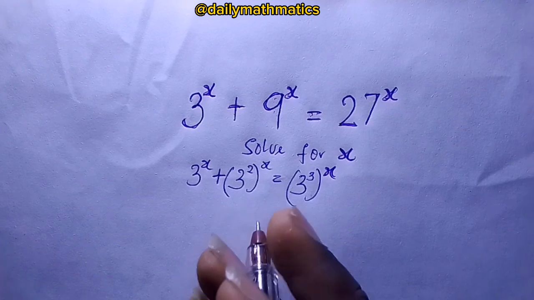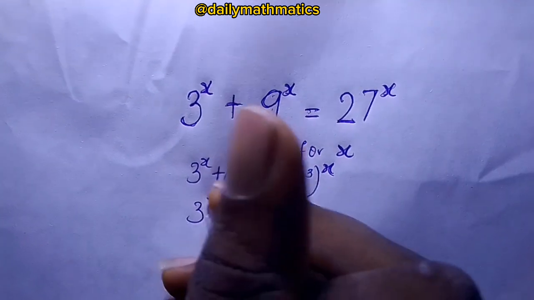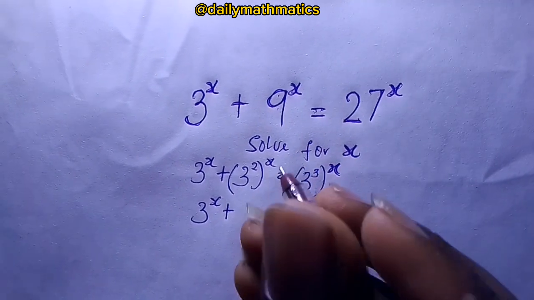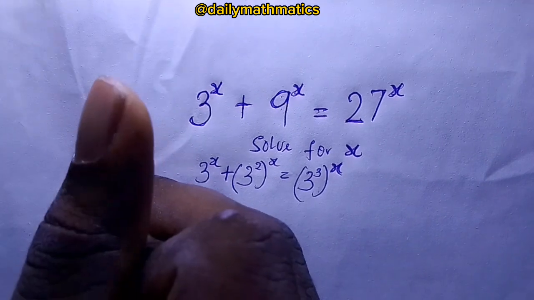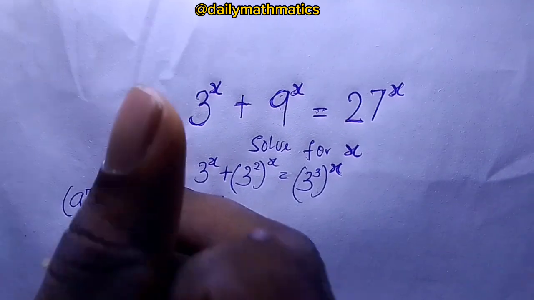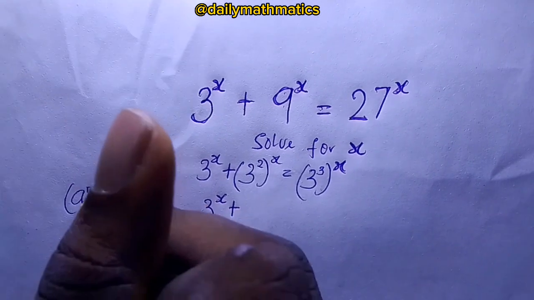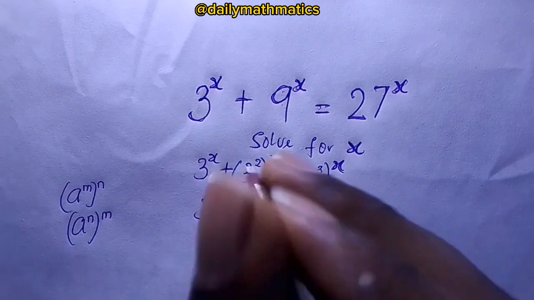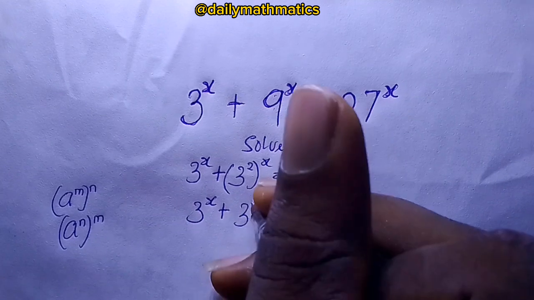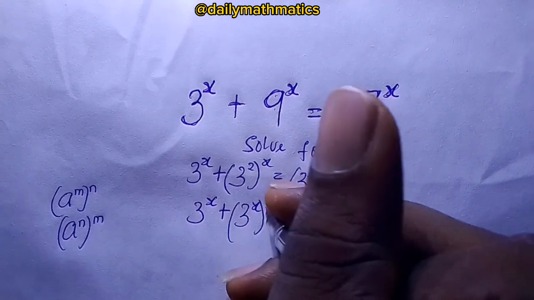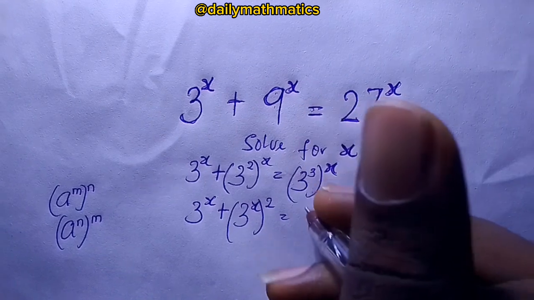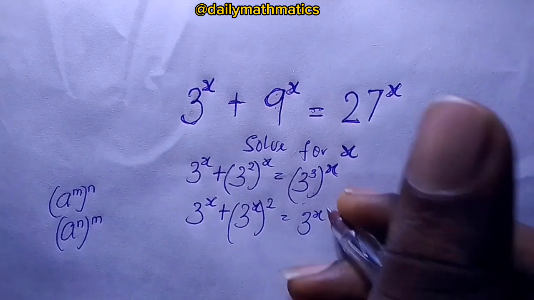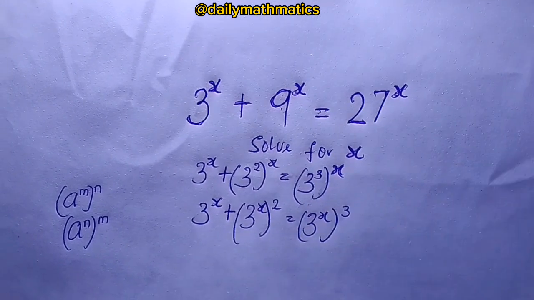And so from here we have 3 raised to the power x plus, so this is 3 raised to the power 2 raised to the power of x. When we have a raised to the power m and it's raised to the power n, we can say a raised to the power n raised to the power m. We can do it like that, so it's still the same thing. So we can say 3 raised to the power x raised to the power of 2 equals, and we can still do the same thing for this one too, 3 raised to the power x raised to the power 3. Is that clear?